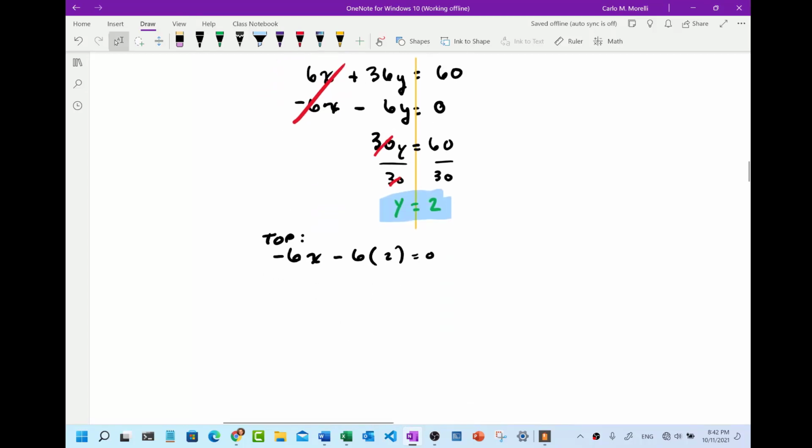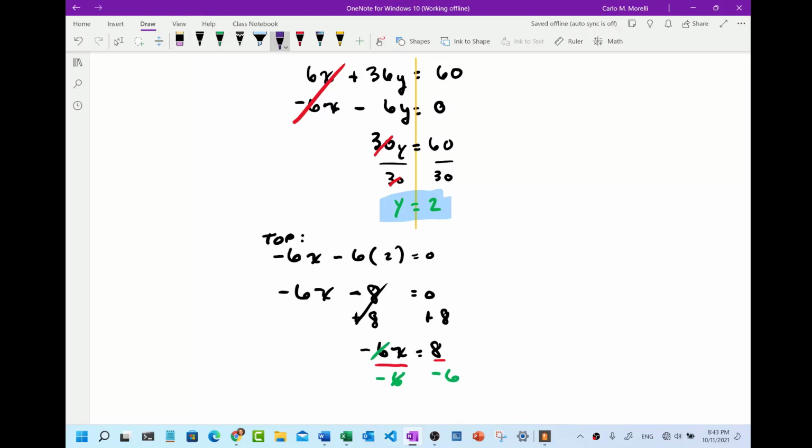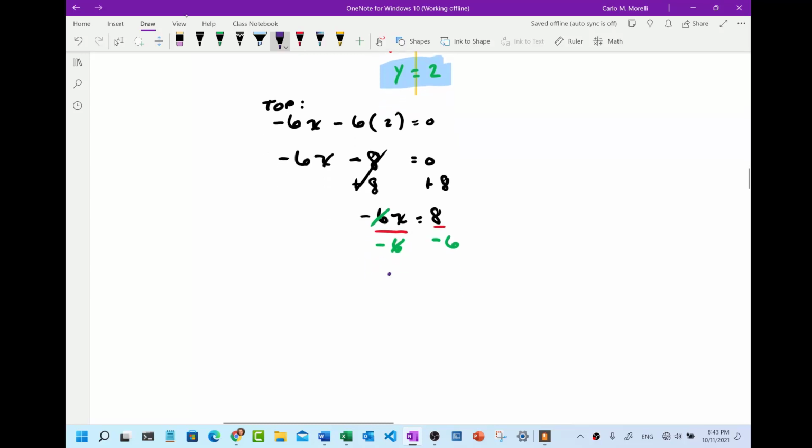Alright? So I have negative 6x minus 12 equals 0. I'm going to add 12 to both sides. And I have negative 6x equals 12. And this one's not going to result in an integer solution, but that's okay. So we're going to divide both sides by negative 6. Cancel, cancel.